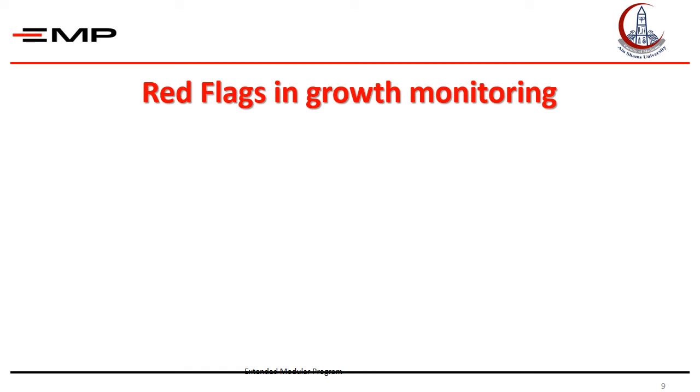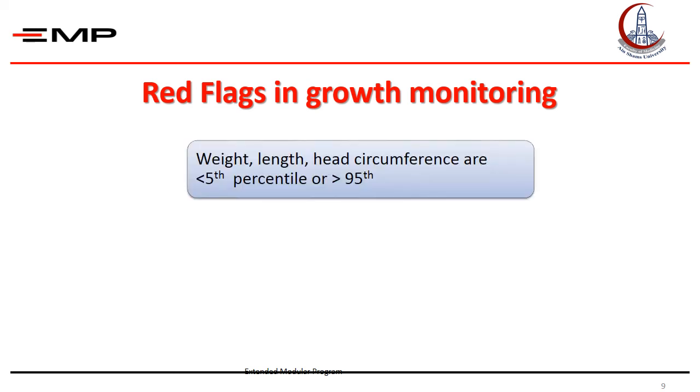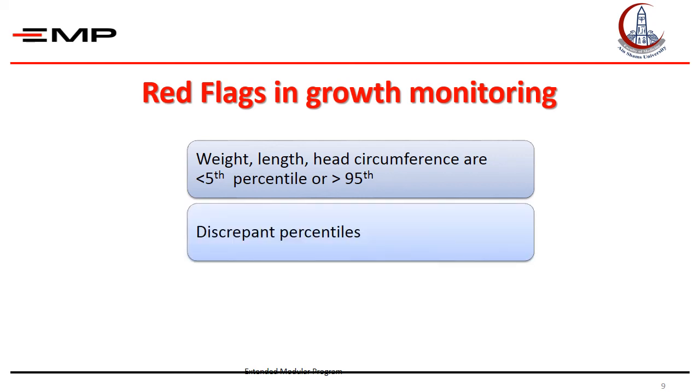Now you have to be aware of the red flags or alarming signs in growth monitoring, which are a weight or length or head circumference that are below the 5th percentile or more than the 95th percentile. This means that both extremes of any parameter are abnormal and warrant investigations. If you find discrepant percentiles, for example, if the weight and height are on the 5th centile but the skull circumference is on the 95th centile, this needs explanation.